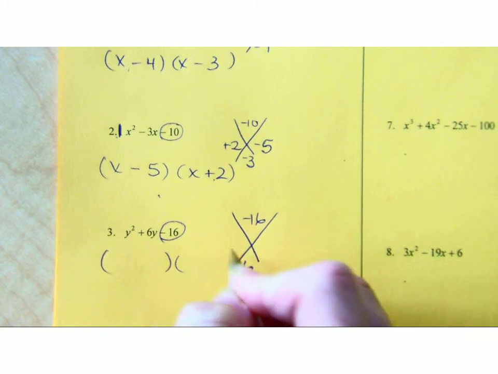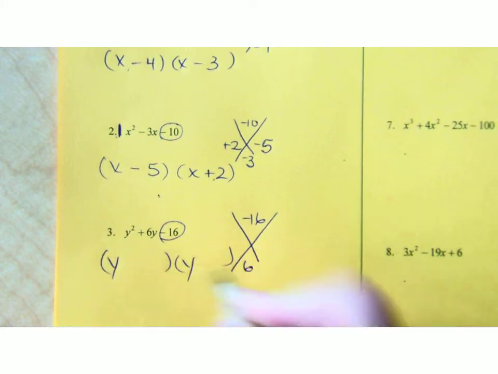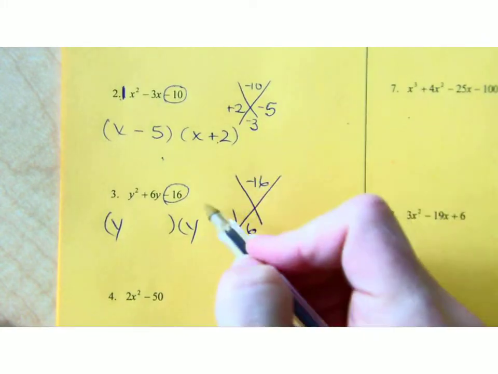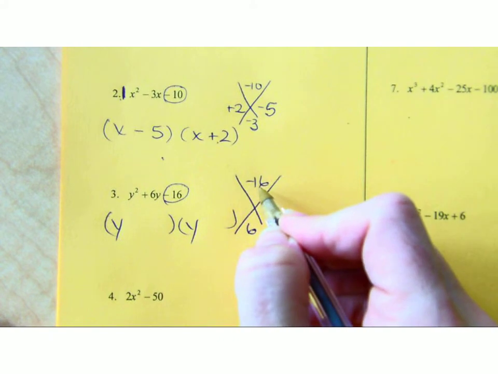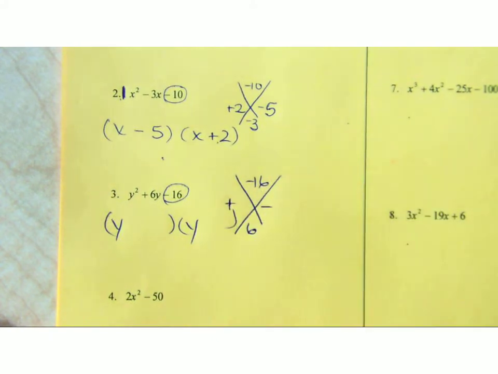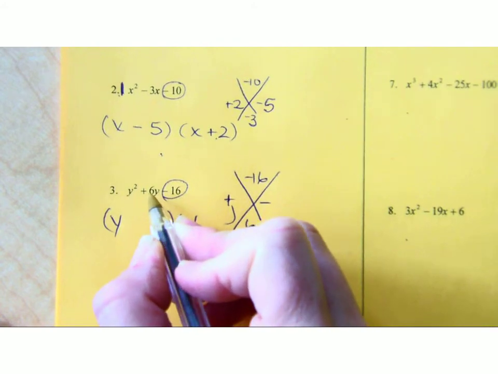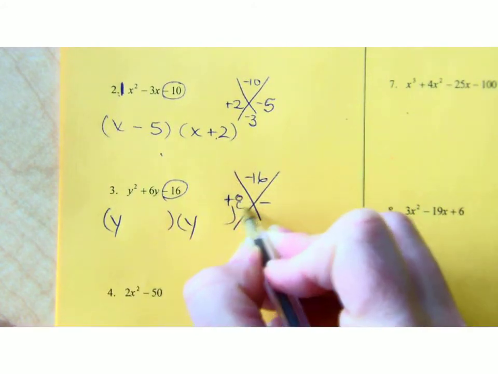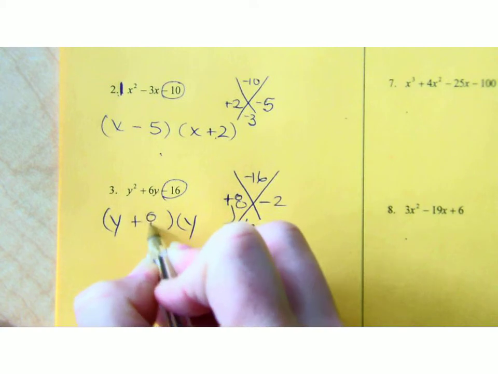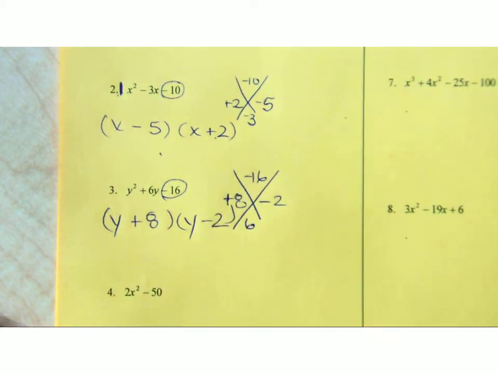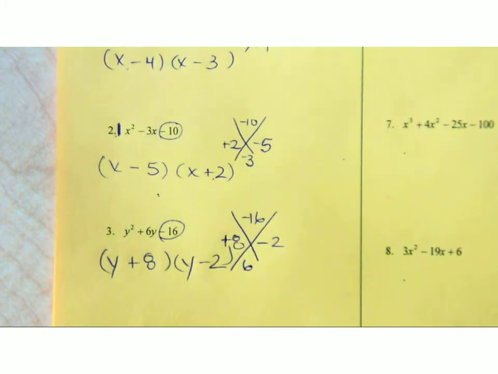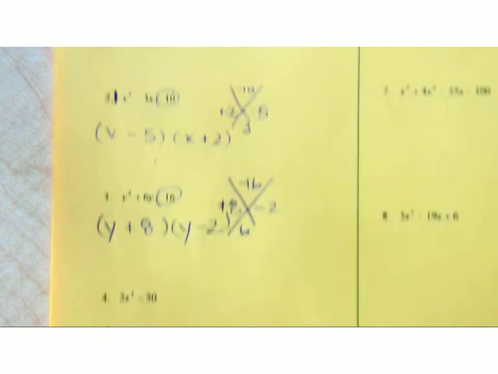So I know to get y squared, I did y times y. Because my product is negative, I put one of each. So I'm looking at 8 and 2, right? Because 8 and 2 will subtract, but I need that to be positive, so positive 8, negative 2. Okay, so those first 3 were simple, easy, and not a lot of work to be shown.